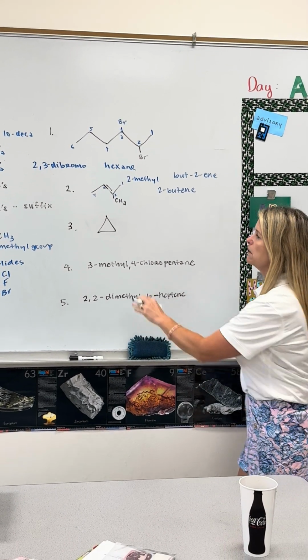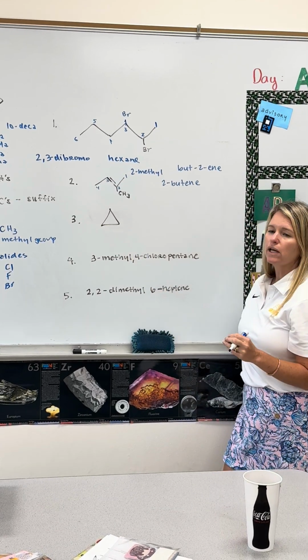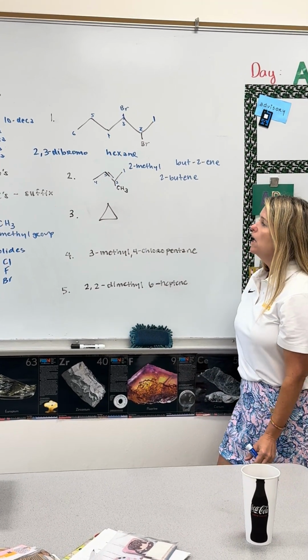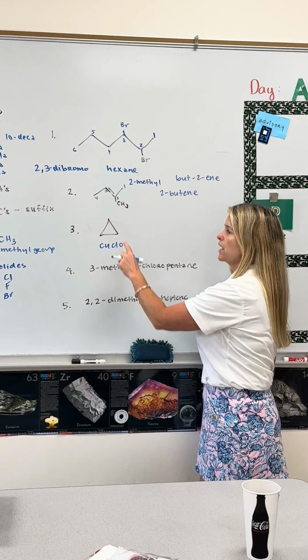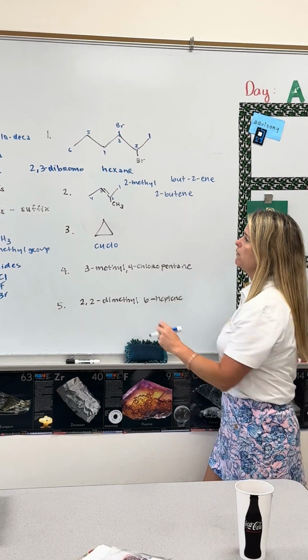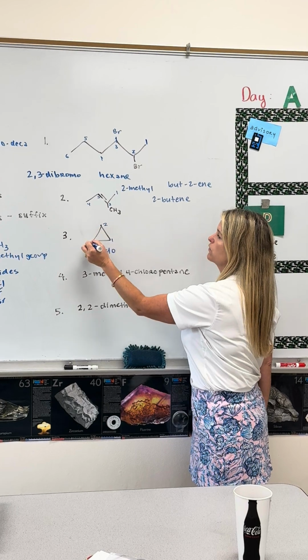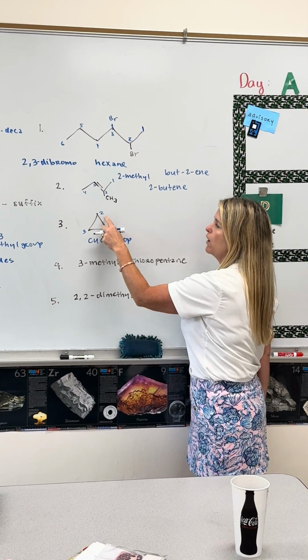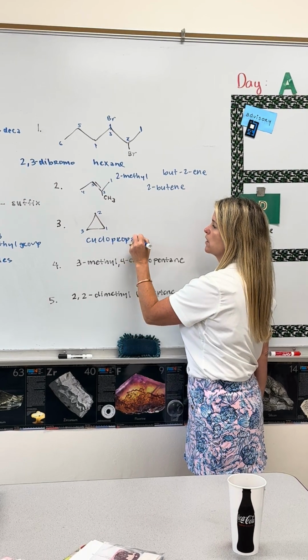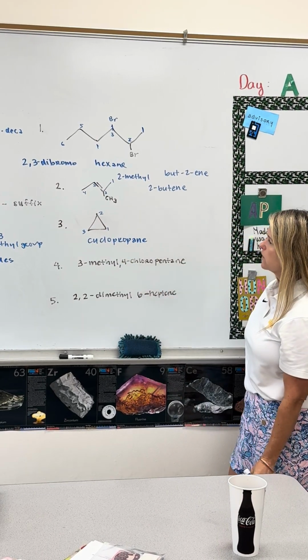Okay, now something completely different. We have something that's all connected, which is not super common. The prefix when it's all connected like that is cyclo. So you use cyclo when it's connected like that. And then we look at our carbons here. We have 1, 2, 3. Our prefix then is prop, so cycloprop. And we don't have any double or triple bonds, so this is a cyclopropane. That's what it looks like.